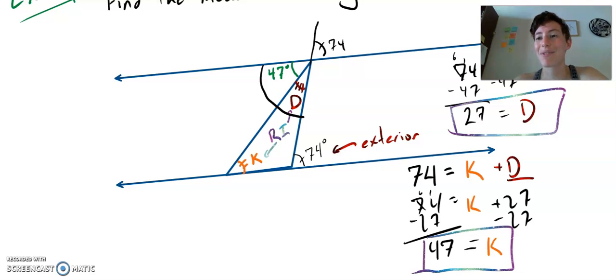And next, or the last thing we're going to do with this is we're going to just touch back on similarity.